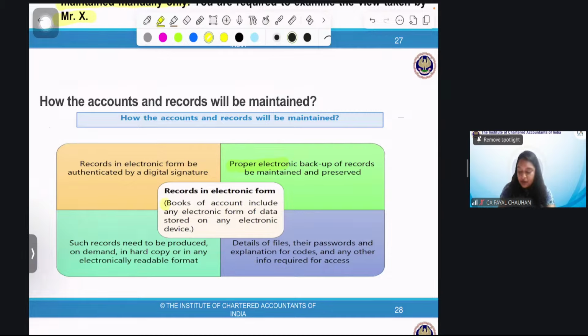We'll start it from here. Books of account include any electronic form of data stored on any electronic device. Perfect. What do we mean by electronic records? Electronic form of data on electronic device. Proper electronic backup of records be maintained and preserved. Then, detail of file, their password, and explanation of codes or any other information required for access should be given to the proper officer. Okay, can anybody tell me about these?